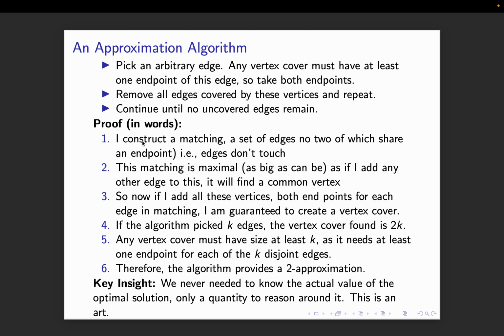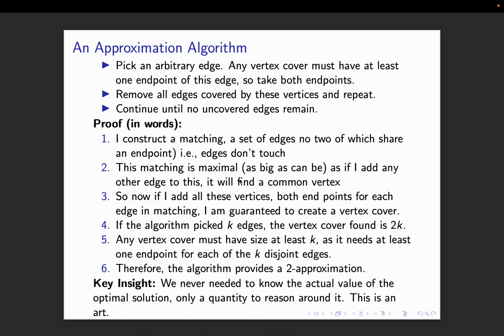So in the end, when the algorithm stops running, I construct a matching. So what does that mean? A set of edges, no 2 of which share an endpoint. That is, a set of edges which are not neighbors, which do not touch each other, so to speak. And why does that happen? Because when I pick an edge, I pick both of these vertices and I remove all the edges which are covered by these vertices. So if I pick an edge, by definition, when I pick both of the endpoints of that edge and remove all of those edges, I am basically removing all neighbors of this picked edge.